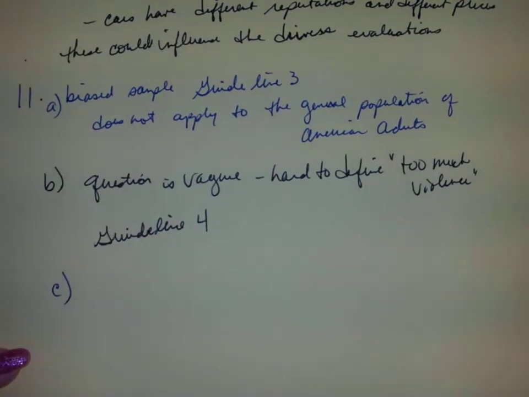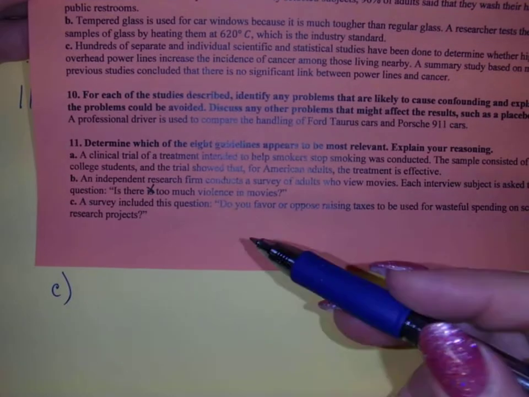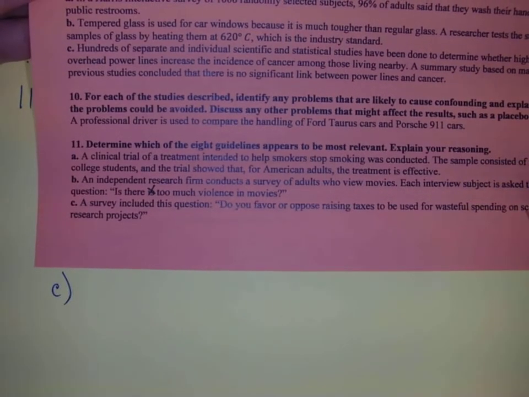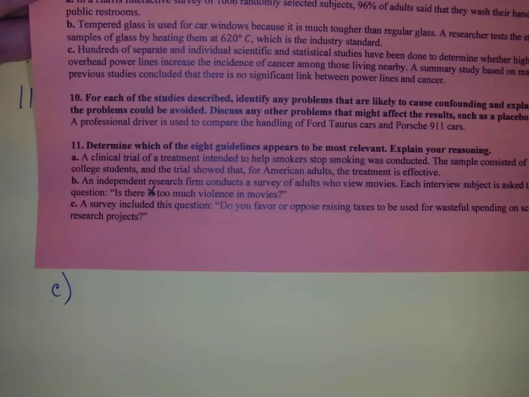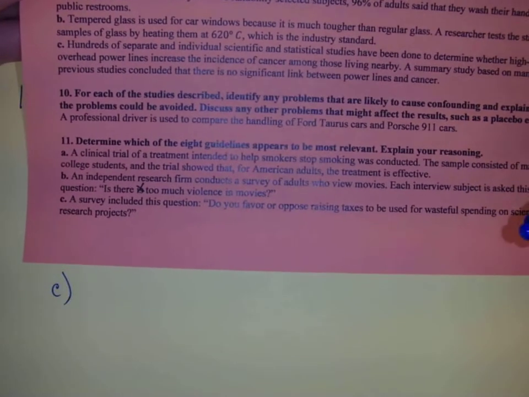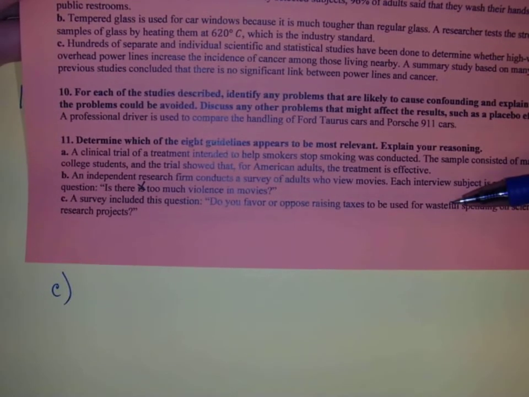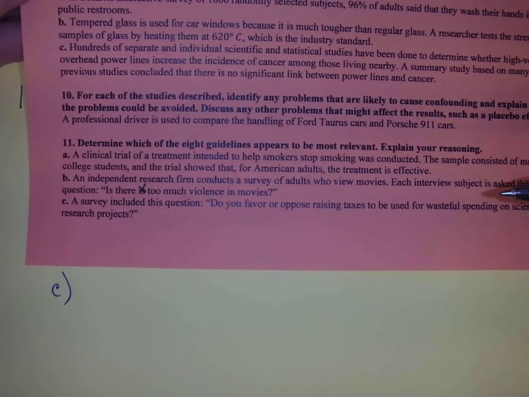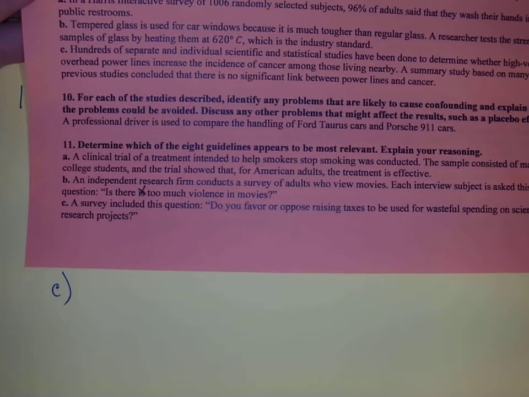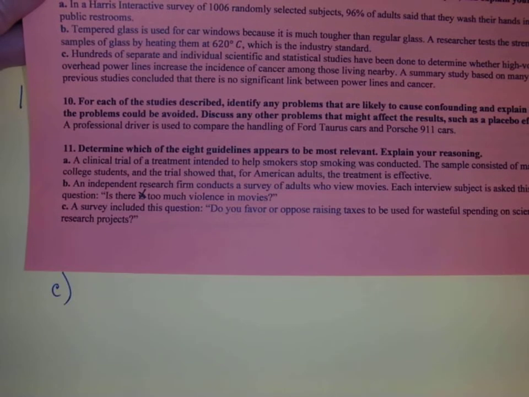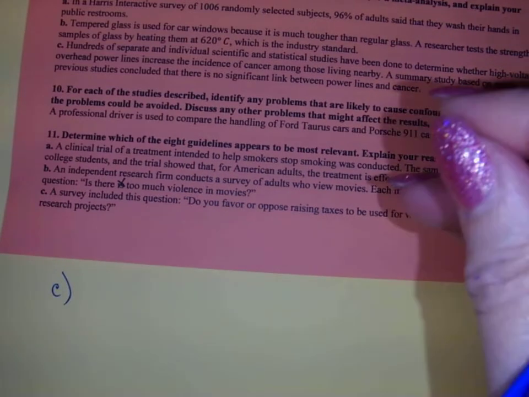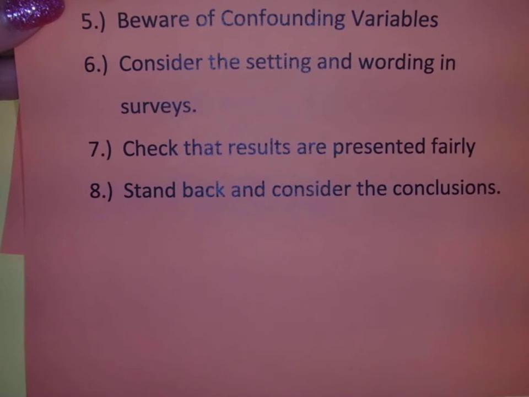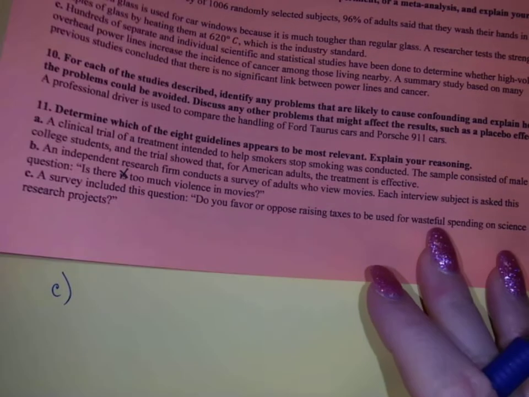All right. Part C says a survey included this question: Do you favor or oppose raising taxes to be used for wasteful spending on science research projects? All right, so here's our clue. The use of wasteful, they're already giving you some stuff like, hey, this is bad, this is wasteful. So they're trying to encourage negative responses with that wording. So the wording is not appropriate. And so we're looking for guideline 6, consider the setting and wording in surveys.